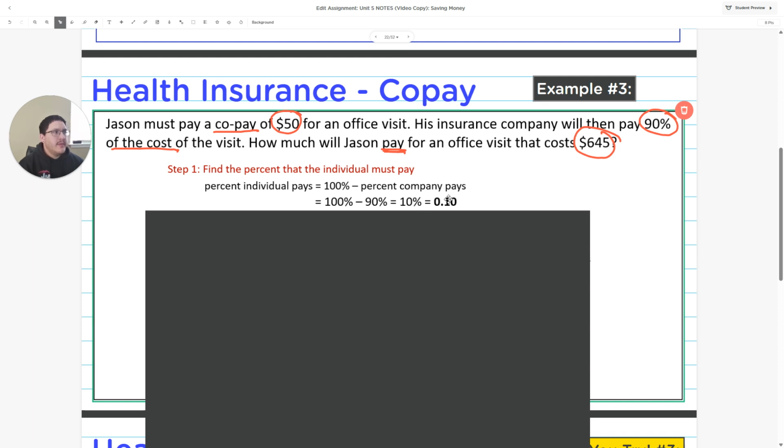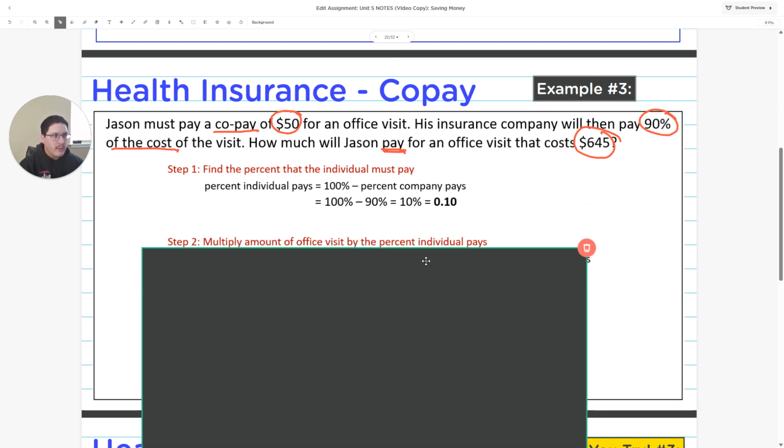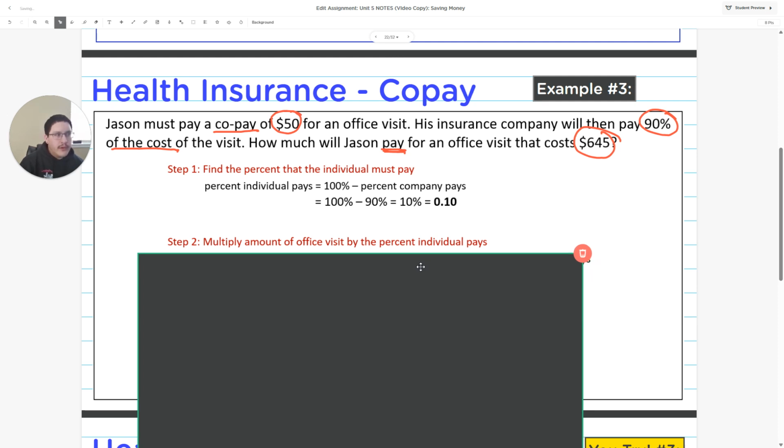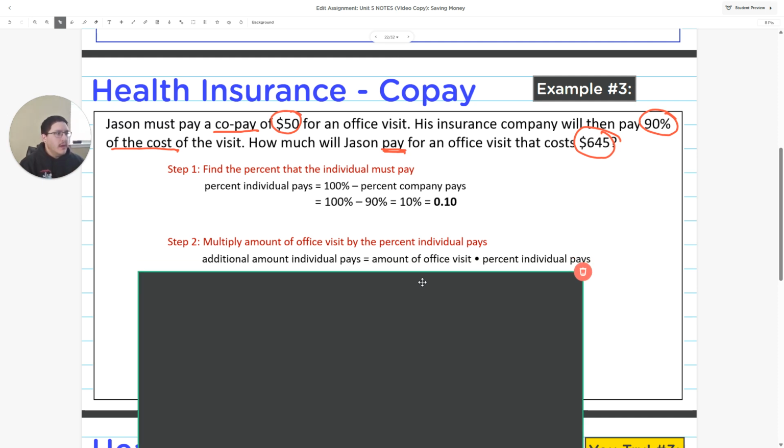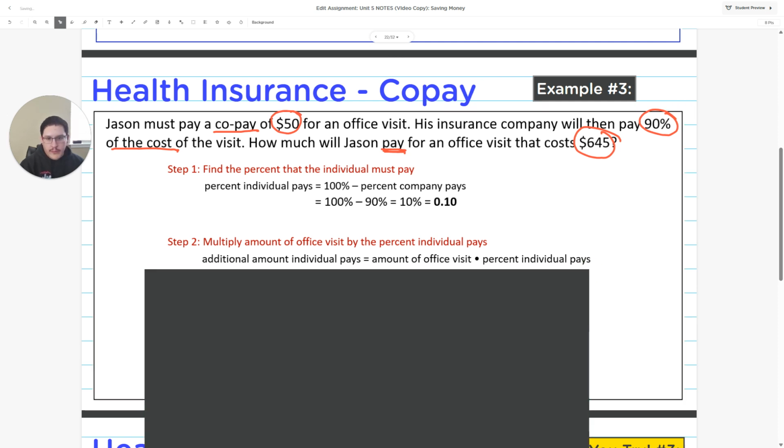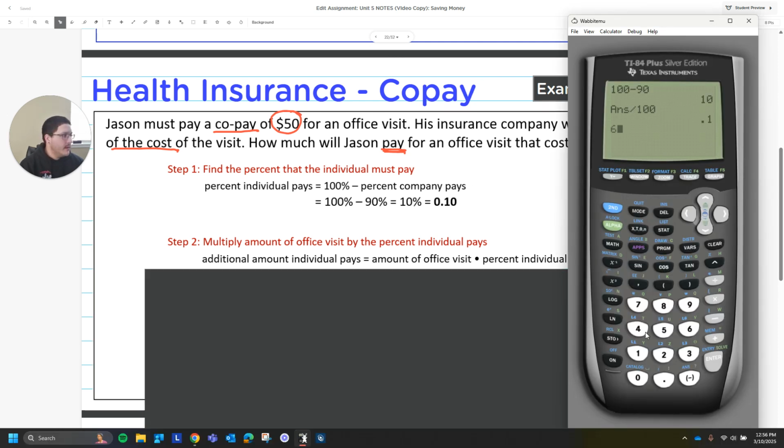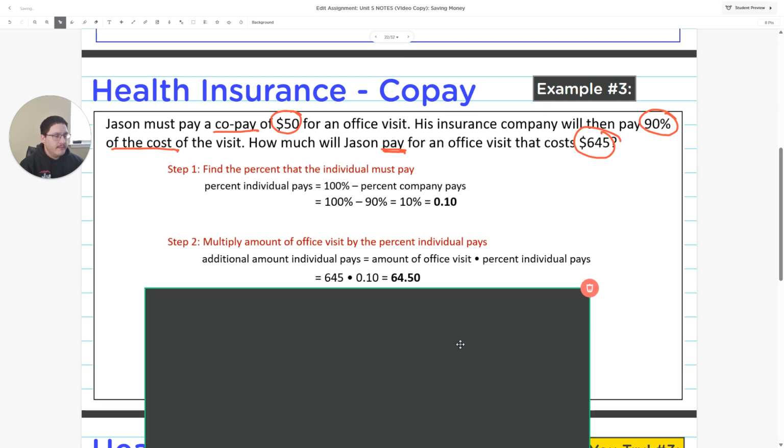Okay, now 10% of the office visit, $645. So there's no deductible, there's nothing we have to subtract. We're automatically going straight into 10% of what he has to pay. So we're going to multiply 645 by 10%, which is 0.1 in decimal form, which is $64.50.